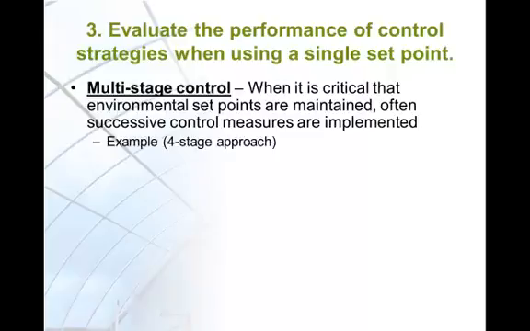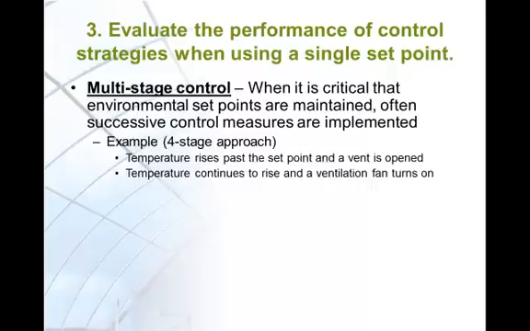Let's walk through an example with a cooling system. This example will be a 4-stage approach as 4 successive control measures are used. Temperature rises past the set point and a vent is opened. This is the first stage. Temperature continues to rise and a ventilation fan turns on. This is a second stage.